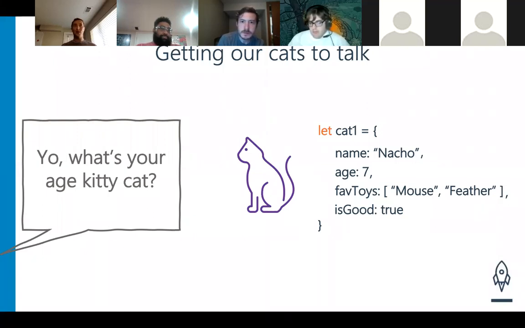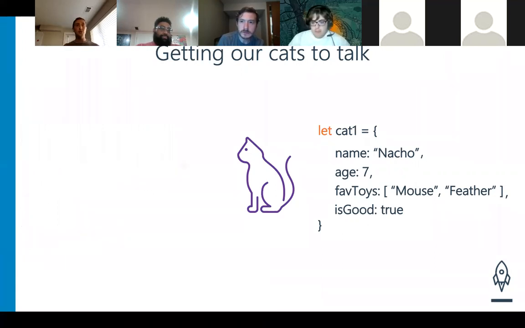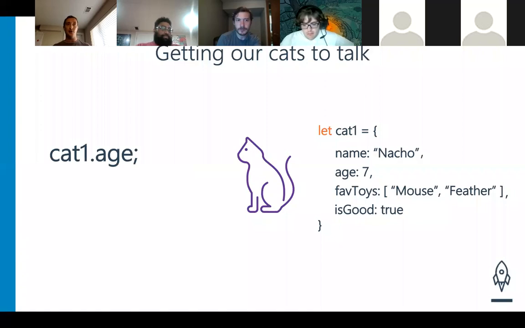Well, the question is, how do we actually get the age out of this cat? How do we get the information out of the object? Well, what we need to do first, as always, when we're trying to get information for anything, is dictate where exactly we're getting that information from. We need to say what variable we're trying to get the information from, which is cat1. What cat are you talking to? And then we actually have to ask it for its age. How we do that is with that period, age.